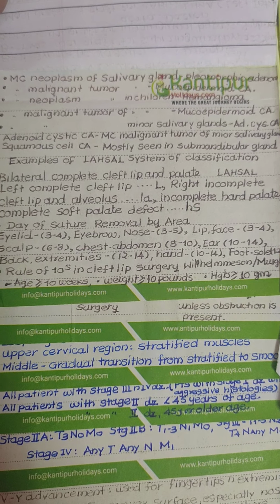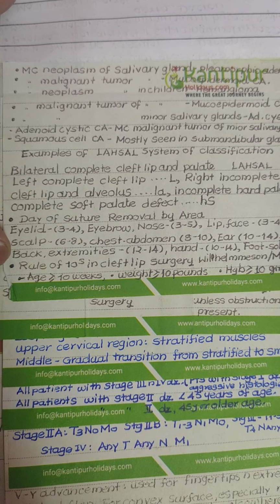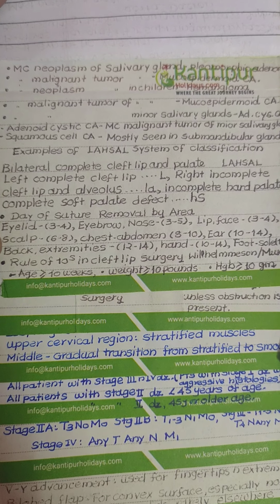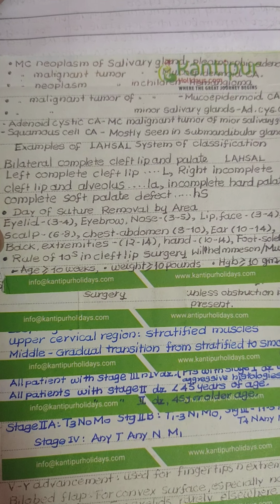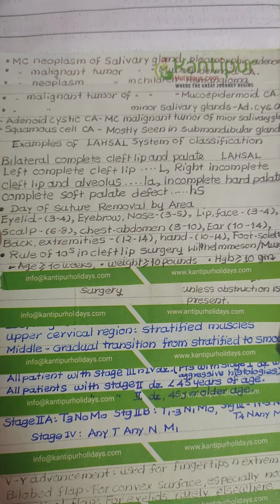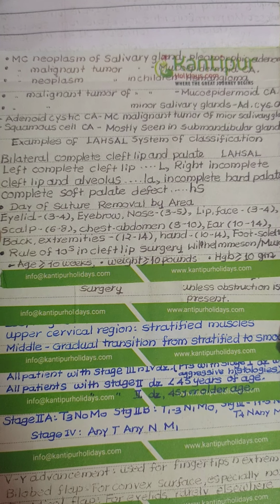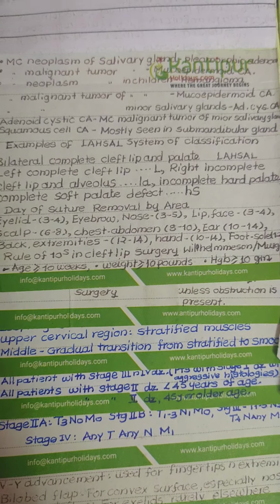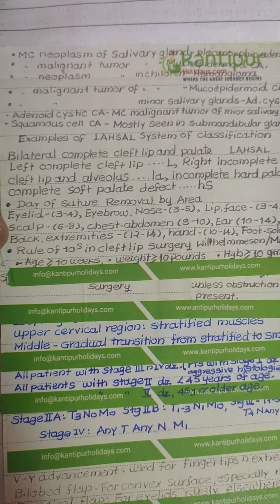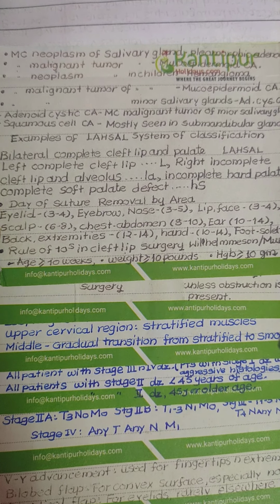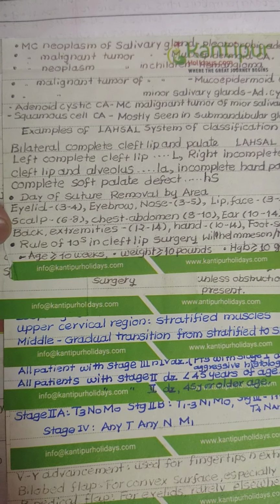Example of the LAHSAL system of classification: bilateral complete cleft lip and palate. Left complete cleft lip is L. Right incomplete cleft lip and alveolus. Incomplete hard palate and complete soft palate defect is S.